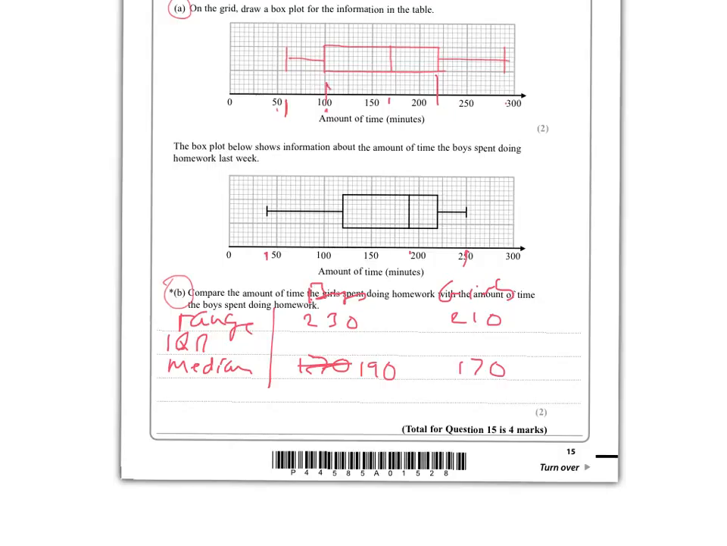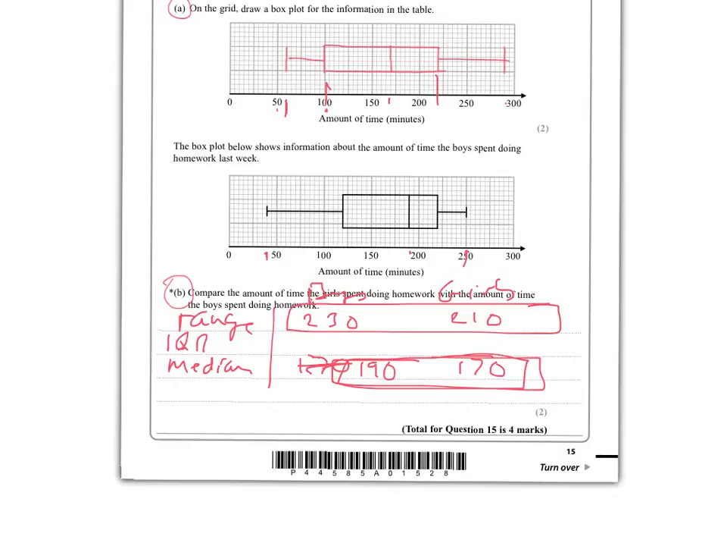And then you just need to say which is bigger and what that means. So, for example, on average, the boys spend more time doing homework. That would get you the second mark there. So the first mark is for making two comparisons. As long as we said the range is bigger for the boys, and the median is bigger for the boys, then we get 1 mark out of 2 for those two things.